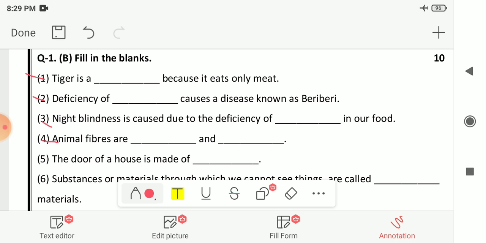Next fourth number. Animal fibers are blank and blank. Here you have to write the examples of animal fibers. So you can write silk and wool are the examples of animal fibers. Next is fifth number. The door of a house is made of blank. So it is made up of wood. So here your answer is wood.